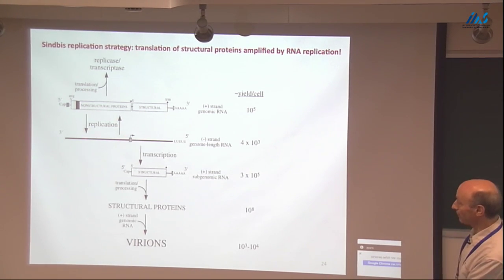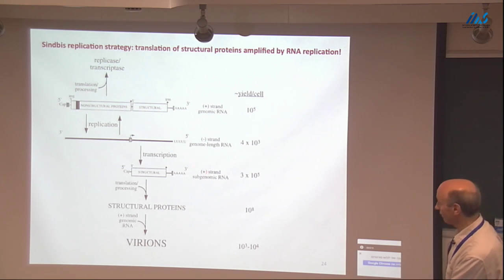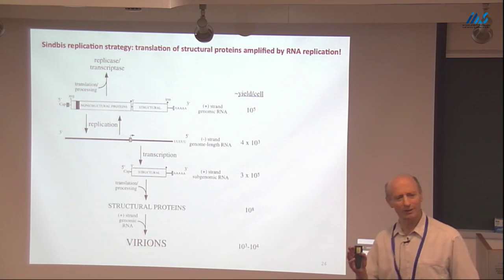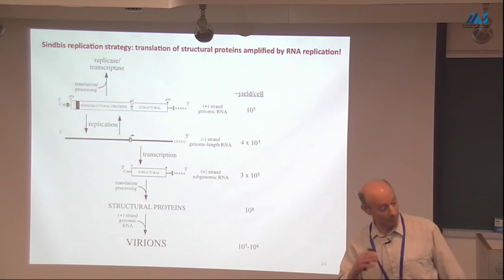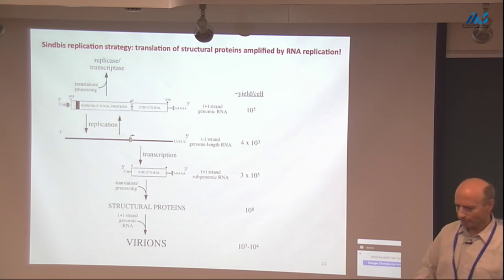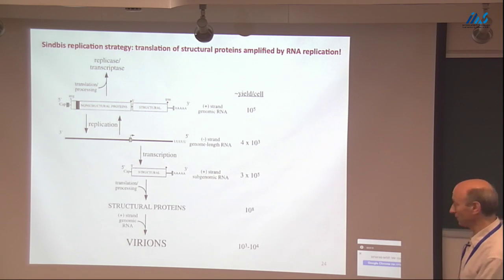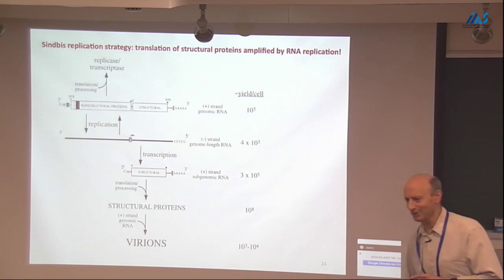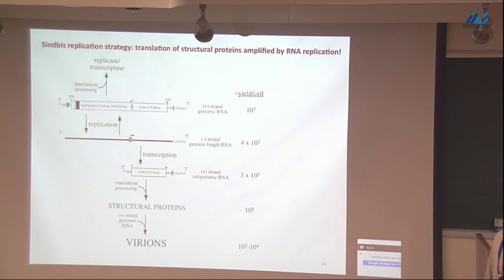And so from the full-length minus strand, now you make full-length plus strands, and you make hundreds from each of these negative strands. So now you've got 100,000 copies of the viral genome. That allows you to make, in principle, 100,000 copies of the virus. But you're lucky if you get thousands, but that's still a lot when you think about the exponential growth of a life cycle involving a few hours.